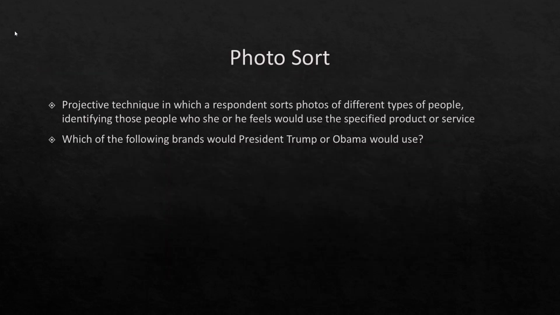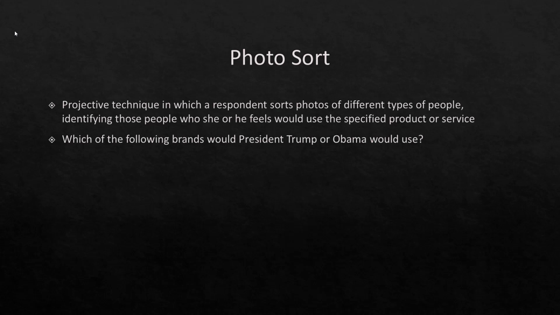The next type of projective technique is called a photo sort. Basically, it is sorting of photos. Typically, a respondent would sort photos of different types of people based upon what kind of product they would use. For example, we would give each respondent a stack of, let's say, 50 photos, and have them sort them into three piles: Budweiser drinkers, Coors drinkers, and Miller Lite.